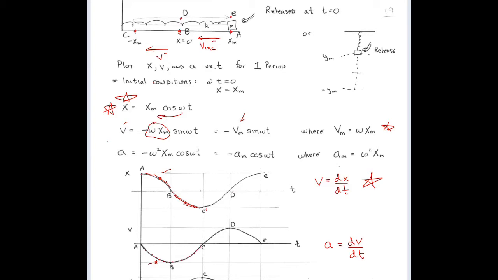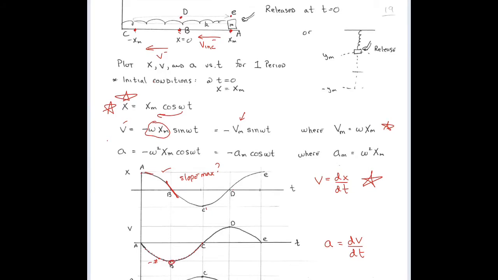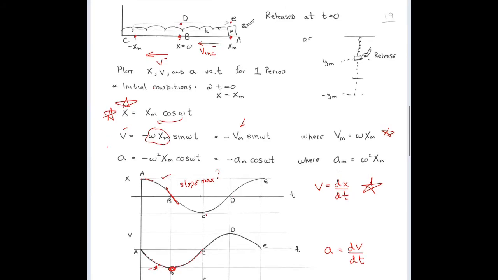And between A and C, where is the slope the biggest? Right at B, right at the inflection point. Not drawn too well. So right at the inflection point, the biggest slope means that's where the velocity is the biggest, and sure enough, at point B, when it passes through the middle point, that's where the velocity is the biggest.